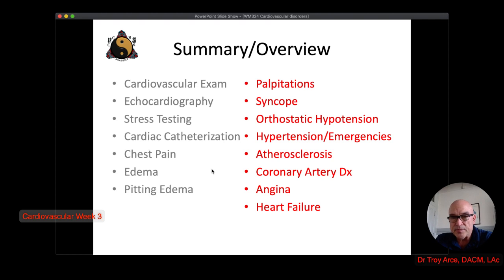Last 2 weeks. Last week we covered palpitations, syncope, orthostatic hypotension, and hypertension emergencies. We also discussed atherosclerosis, coronary artery disease, angina, and heart failure. Week prior, our first week, we discussed the cardiovascular exam, echocardiography, and also stress testing, cardiac catheterization, chest pain, and edema, and also pitting edema. Remember that Play-Doh looking syndrome.